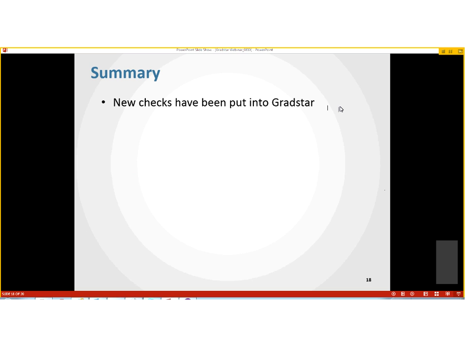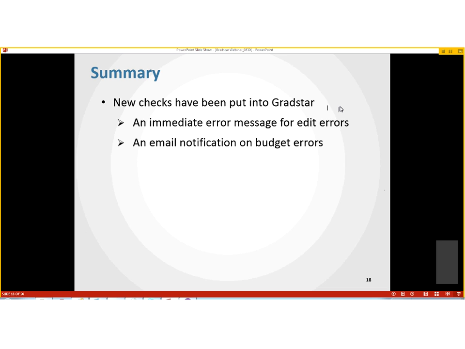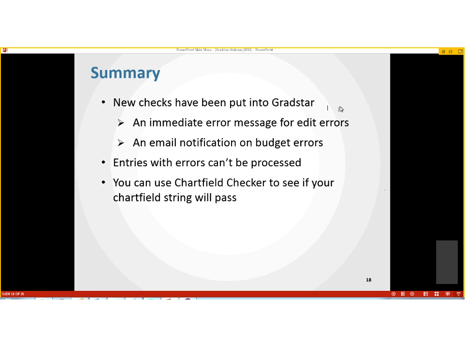All right, so in summary, what do we have? Basically, we've got some new checks that have been put into GradStar. For the edit error check, you'll get an immediate error message telling you that you have an edit error. And for the budget error, you're going to get an email notification sometime the next day indicating that you have a budget error. Any entries with errors can't be processed, okay? They will not get posted. And in this case, it will affect whether the award recipient will get their award.